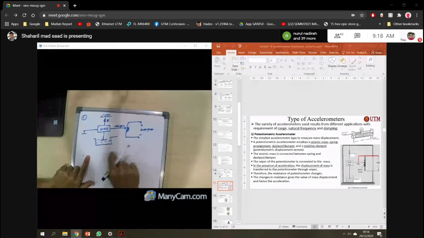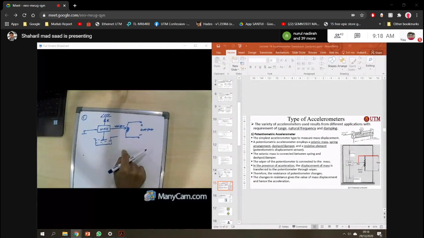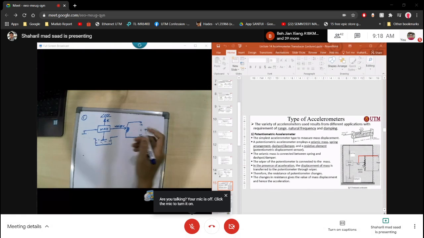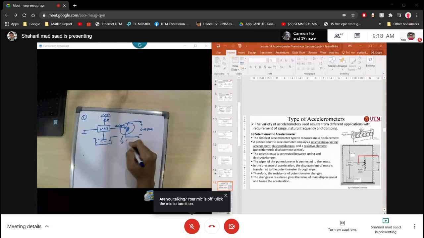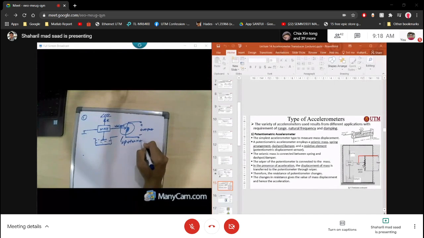But in the exam, you need to be able to explain. So this is the explanation. The system is connected between the spring and the dashpot, or we call it the damper. And then the wiper of the potentiometer is connected to the mass. In the presence of acceleration, the displacement of the mass is transferred to the potentiometer through the wiper. This one we call the potentiometer, or sometimes the variable resistor.